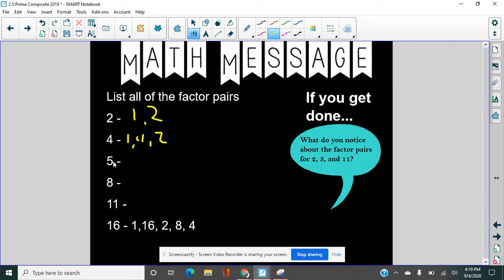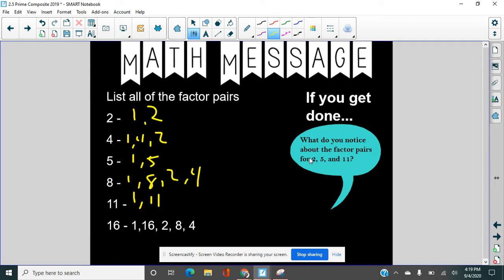5. What would you multiply to get 5? Yep, only 1 times 5, right? Nothing else equals 5. 1 times 5. 8. Well, I would do 1 times 8. 2 works also. 2 times 4. 11. 1 times 11. Can you think of anything else that would equal 11 if you multiplied it? I can't either, because there isn't anything, right? You can't do 2 times something or 3 times something to get 11.